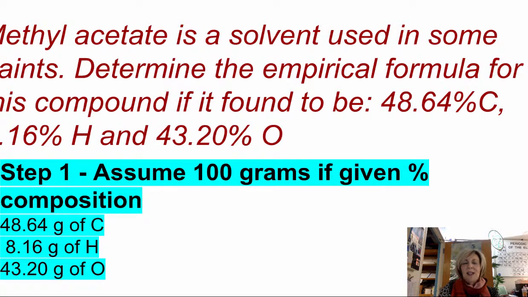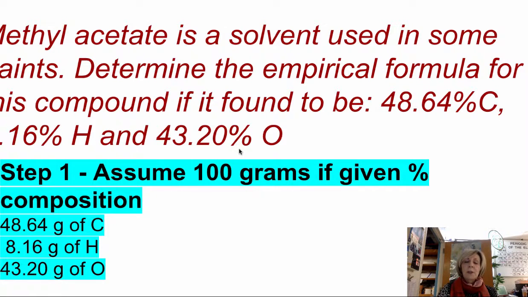Methyl acetate is a solvent used in some paints. Determine the empirical formula for this compound if it is found to be, and here I can see that they're giving me the percent composition of the different elements in the compound methyl acetate: 48.64% carbon, 8.16% hydrogen, and 43.20% oxygen.